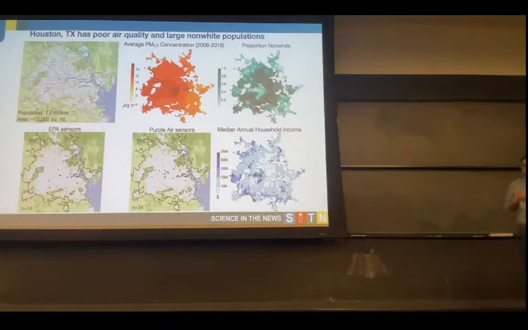Let's look at Houston, Texas. This is a much larger city in terms of population and also area. It has really poor air quality right off the Gulf Coast, a lot of diesel trucking emissions, a lot of chemical and oil refineries in Houston. Looking at the decadal average of PM2.5, you see that the concentrations are highest in the urban core, and it smears to the west.